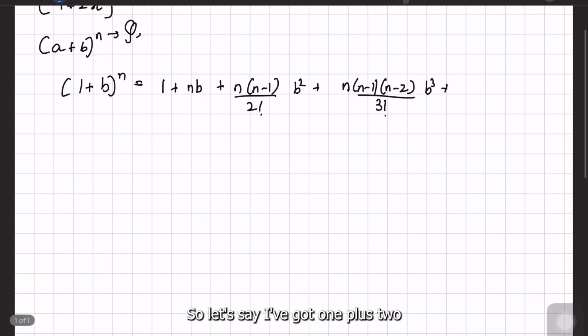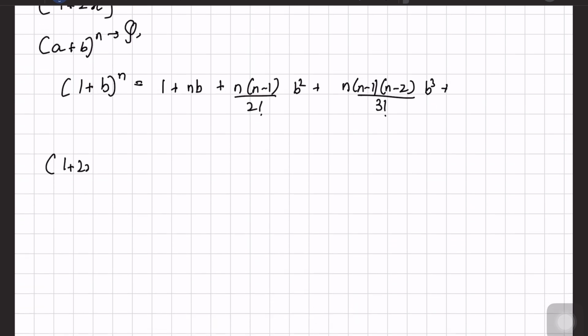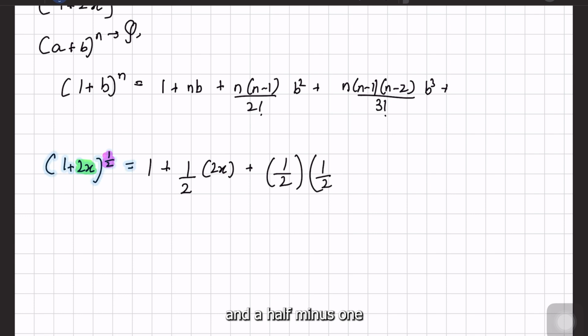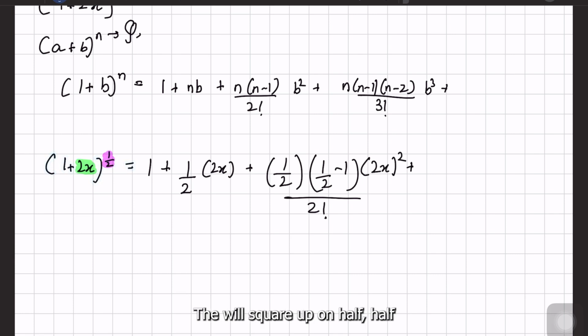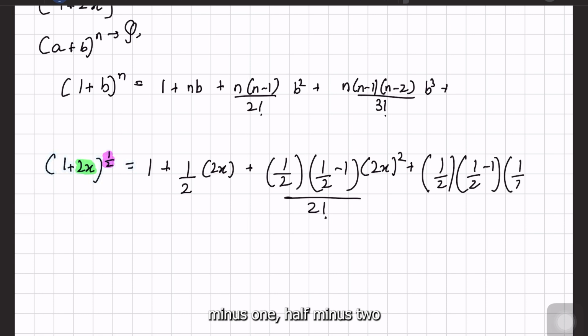So let's say I've got (1 + 2x)^(1/2), and I want to expand this, then my b is replaced by 2x and my n is replaced by half. So it becomes 1 + (1/2)(2x) + (1/2)(1/2 − 1)/2! (2x)² + (1/2)(1/2 − 1)(1/2 − 2)/3! (2x)³.